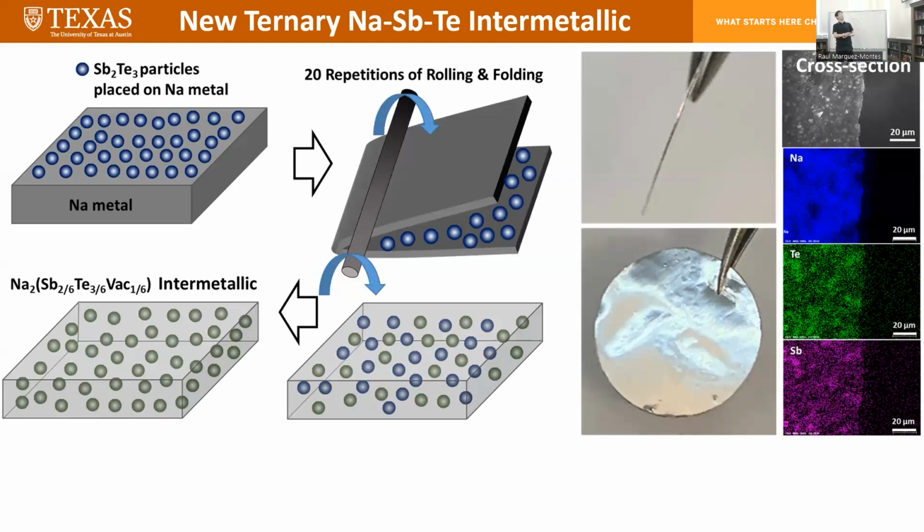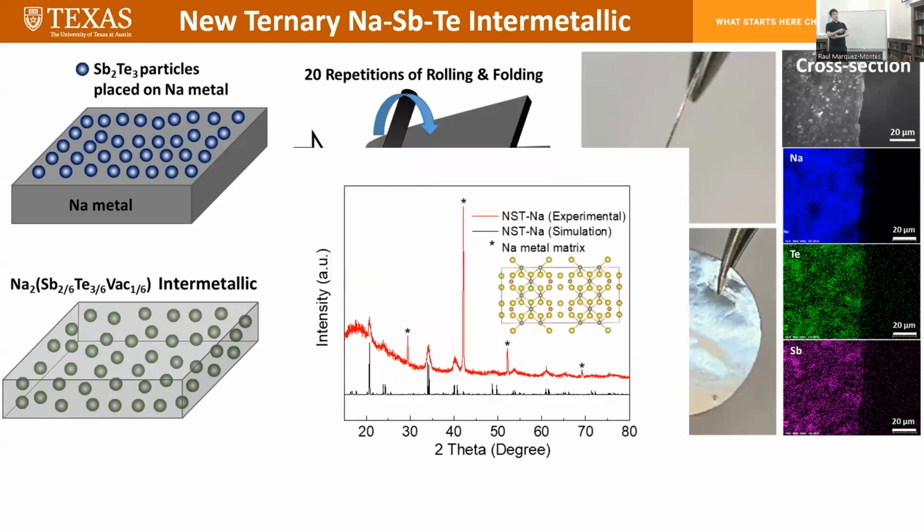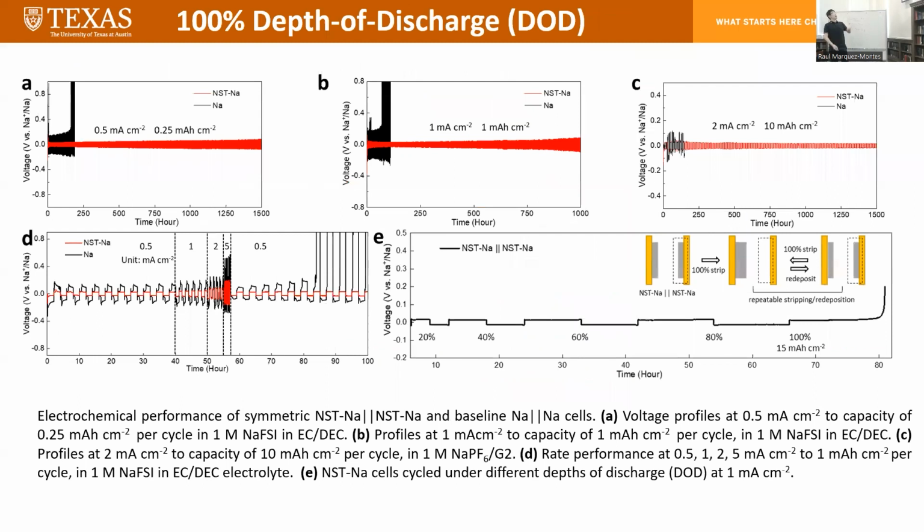And the index shows the homogeneous distribution of sodium, tellurium and those three elements. By XRD, we have done some calculation, and this is the structure. Basically, it's a vacancy-rich sodium-like ternary intermetallic. Again, here is a bunch of the electrochemical data given by Mitlin.